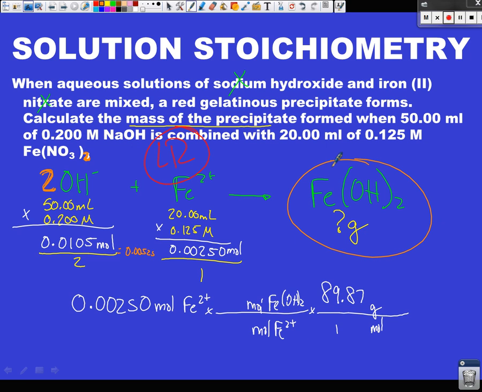Bingo. Yeah, because you couldn't do grams the way we have it written because you're missing part of it. Okay. All right. What is your mole to mole ratio of these two things? 1 to 1. 1 to 1.